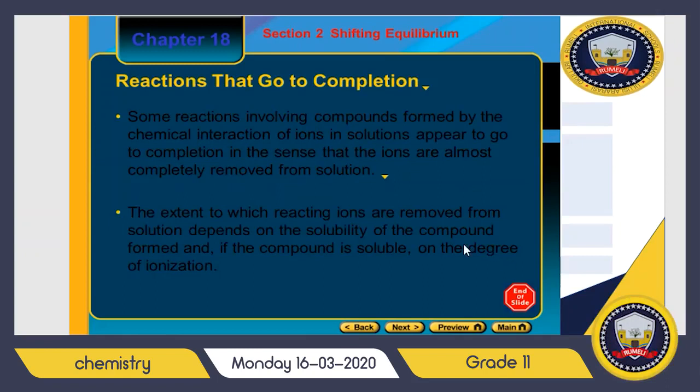According to what can we measure if the reaction is complete or not? Some reactions involving compounds formed by the chemical interaction of ions in solution appear to go to completion, in the sense that the ions are almost completely removed from the solution, removed as solids. The extent to which reacting ions are removed from solution depends on the solubility of the compounds formed, or the degree of ionization.